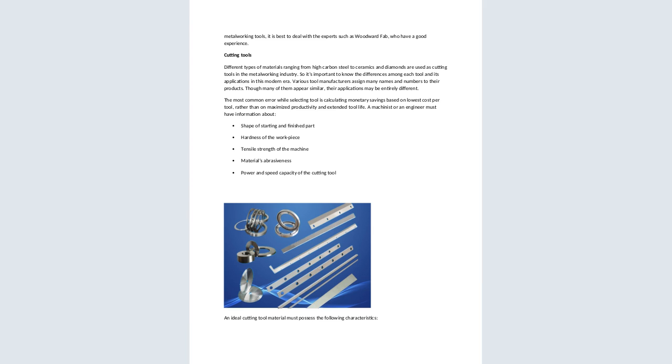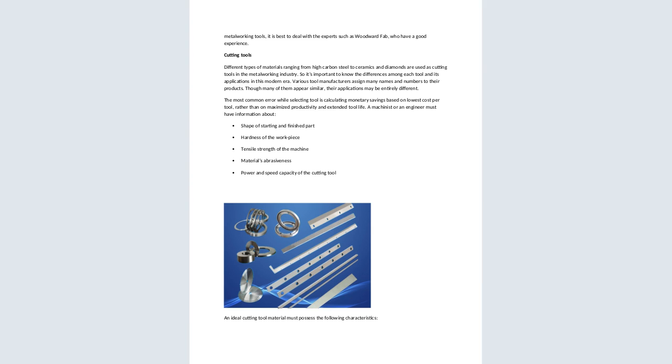So a machinist or an engineer must have information about, number one, the shape of the finished part. What is the shape of the finished part that you want to start with? Another thing they have to be aware of is the hardness of the workpiece. How hard does the workpiece need to be? For example, the hardness of a knife will not be the same as the hardness of a panga or the hardness of a saw. All of them vary depending on what the tool will be used to do. Another is the tensile strength of the material, the abrasiveness, and the power and speed capacity of the cutting tools.